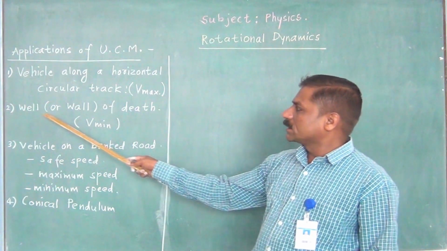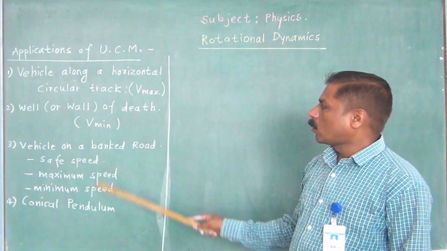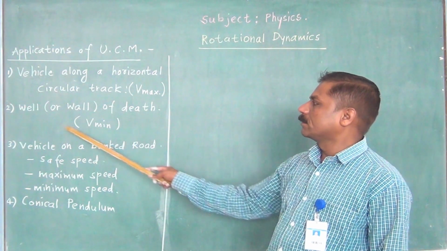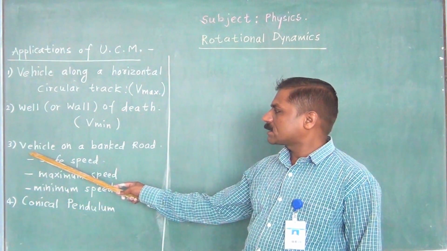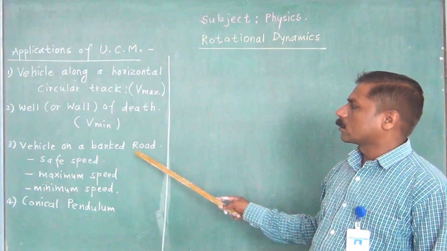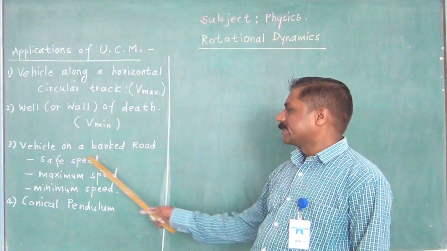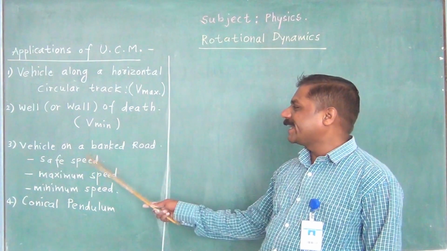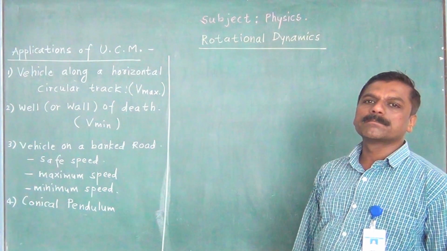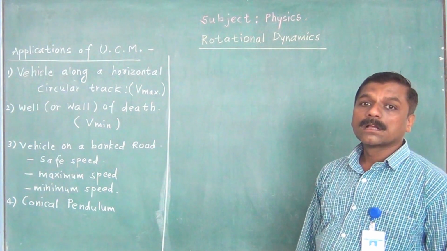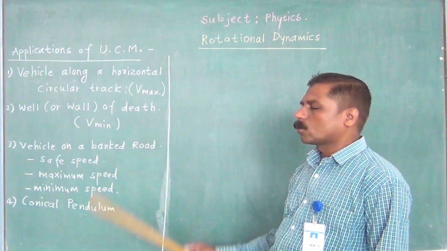The second application is a well or wall of death. We want to find out the minimum speed in this application. The third application is a vehicle on a banked road. Now we know the banking of a road is the concept which is a remedy to move the vehicle with the maximum speed along a curved road. So this is the vehicle on a banked road.